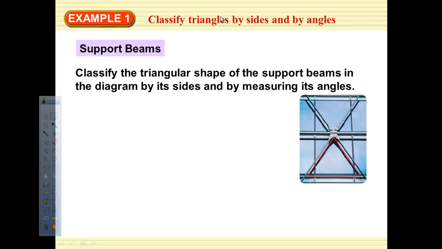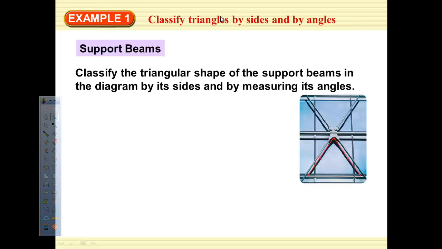We're starting off chapter 4 with this example. We're going to be classifying triangles by sides and by angles. If we look at the ways to name triangles in terms of their sides, there is scalene, isosceles, and equilateral. In terms of its angles, we can have acute triangles, right triangles, obtuse triangles, or equiangular triangles.